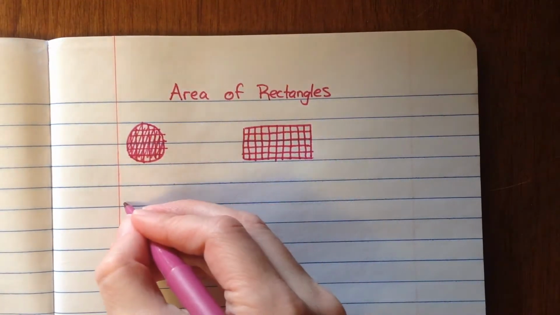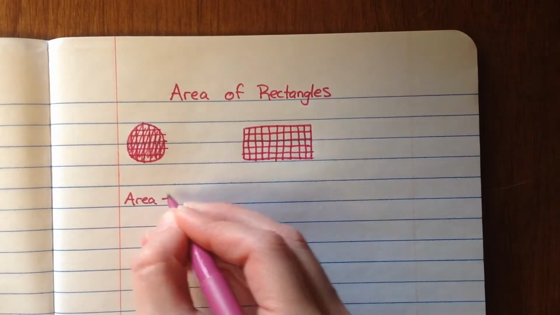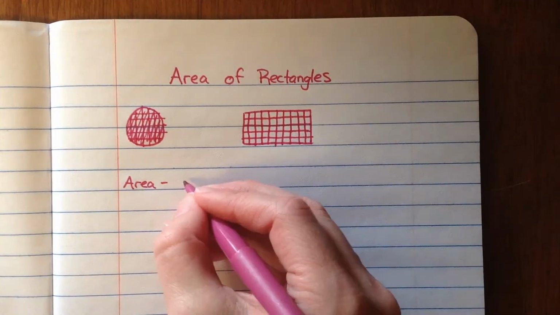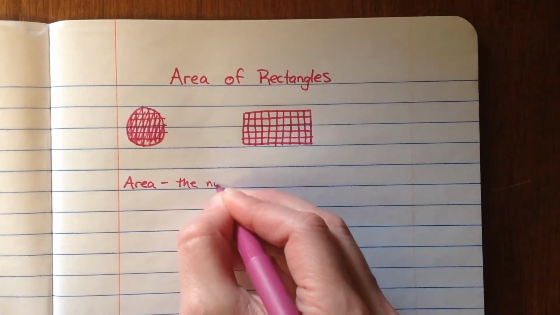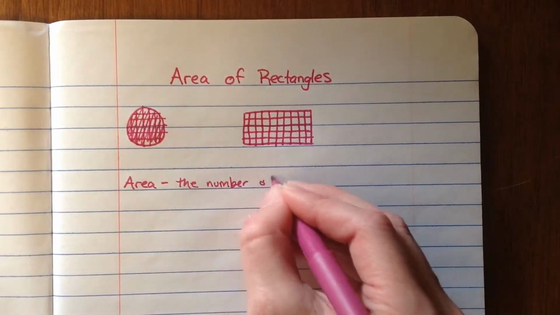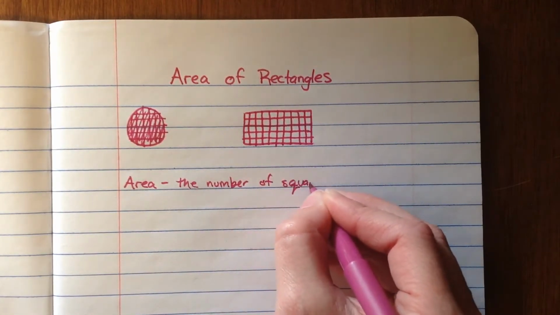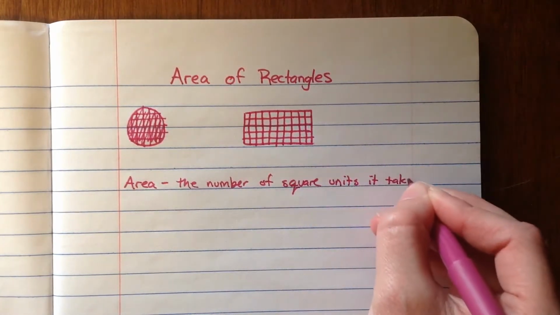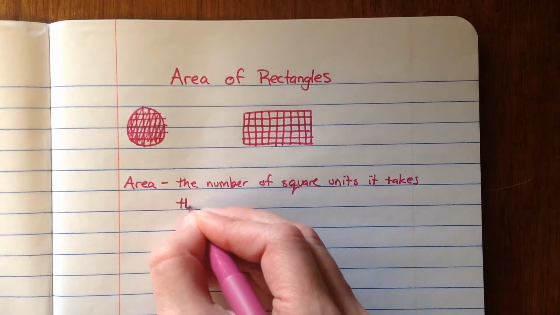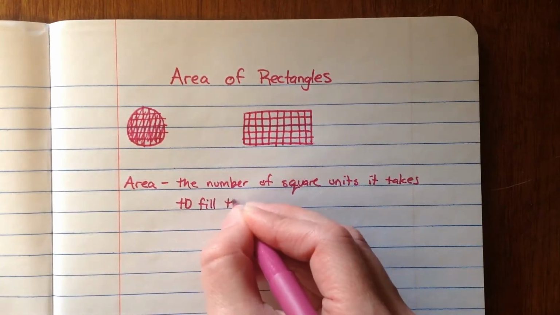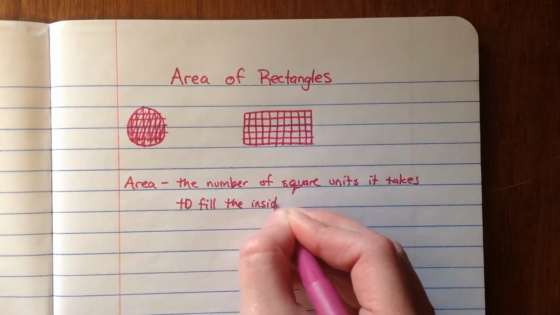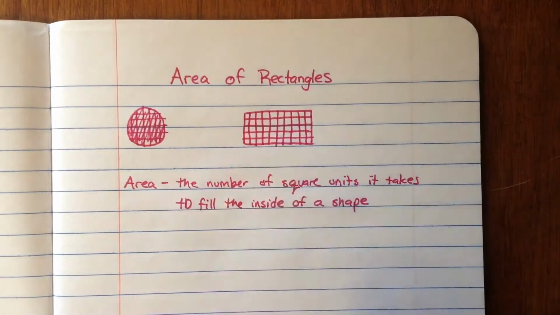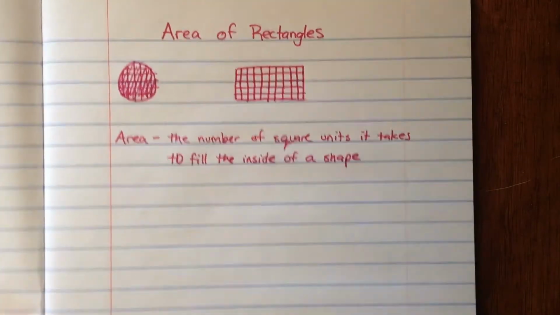So the definition of area, whether it's for a circle or for a rectangle, is the number of square units it takes to fill the inside of a shape. In our case today, we're just going to be dealing with rectangles. So let's look at an example.